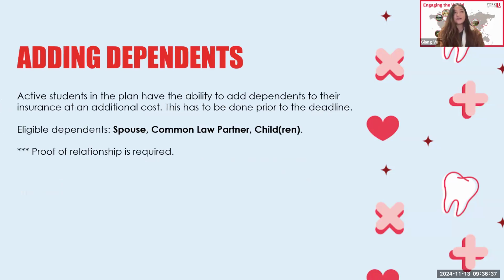Active students have the option to add dependents, but it will be at an additional cost. This can be completed using the opt-in application and requires students to provide proof of relationship. This can be done through things such as marriage certificates or birth certificates, and the application has to be done prior to the deadline. There are only 3 eligible dependents that can be added to the plan, and these are spouses, common law partners, and children.